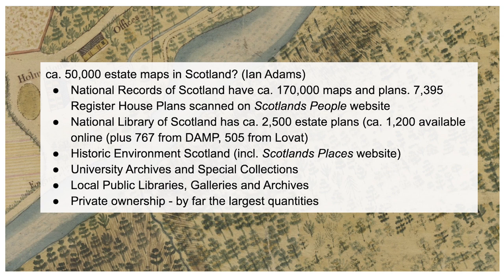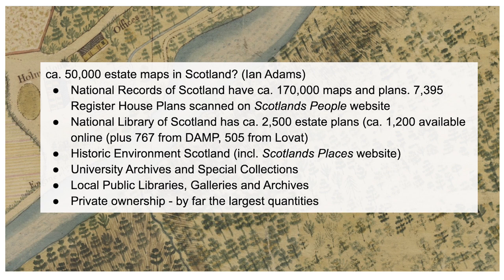NRS claim to have 170,000 maps and plans. Many of these are architectural drawings, engineering plans, they don't relate to landscape or woodland. A much smaller number, the register house plans, these again will include architectural and building survey. Around 7,000 are available online on the Scotland's People website, and they do include a lot of early estate maps.